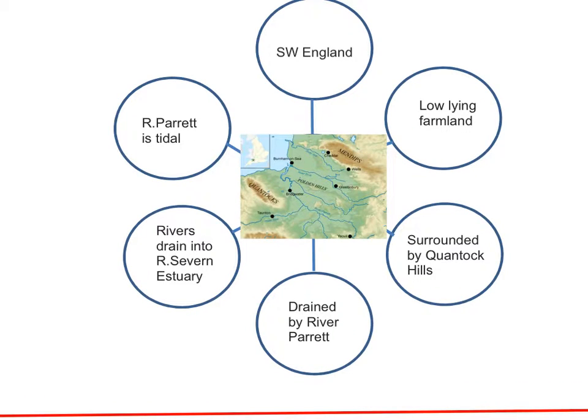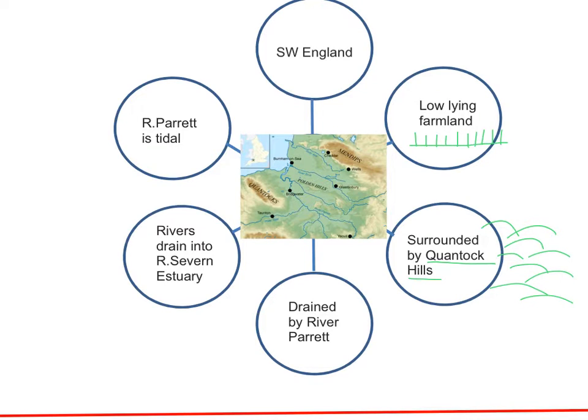I can take the bubble map one step further, and this time in the centre, instead of having a title, I can actually put in a map to help me to remember. And I can also add some colour and some diagrams to help me remember some of the bubbles. So the low-lying farmland, I'm just going to add some crops, and the Quantock Hills, which surround the levels, I can simply draw some hills to show what the relief is like.